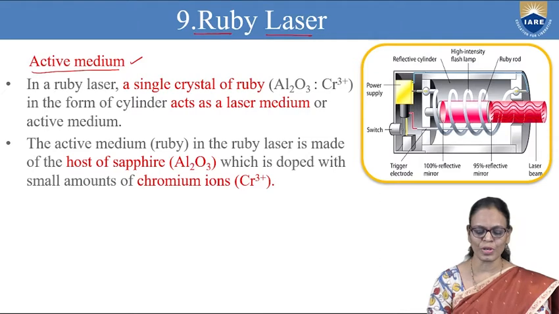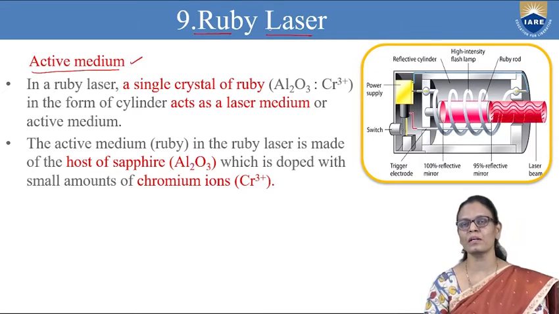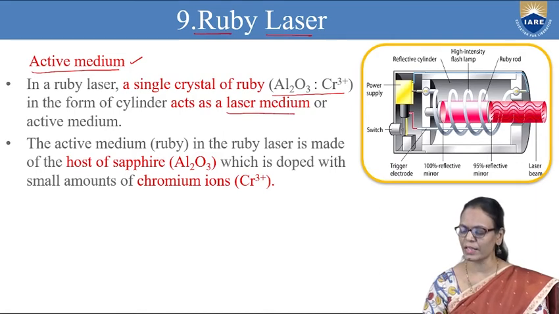First thing is, what is the active medium in a ruby laser? In a ruby laser, it is a single crystal of ruby, aluminum oxide plus chromium, taken in the form of a cylinder, and it acts as a laser medium. If you see here in the figure, this pink cylinder is the ruby rod.